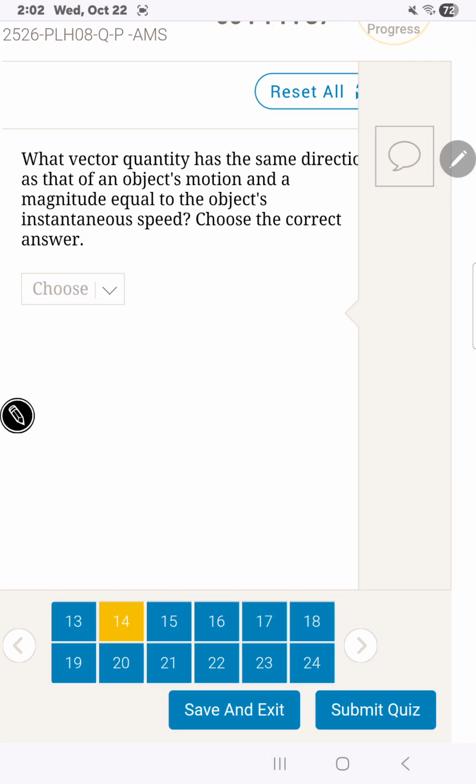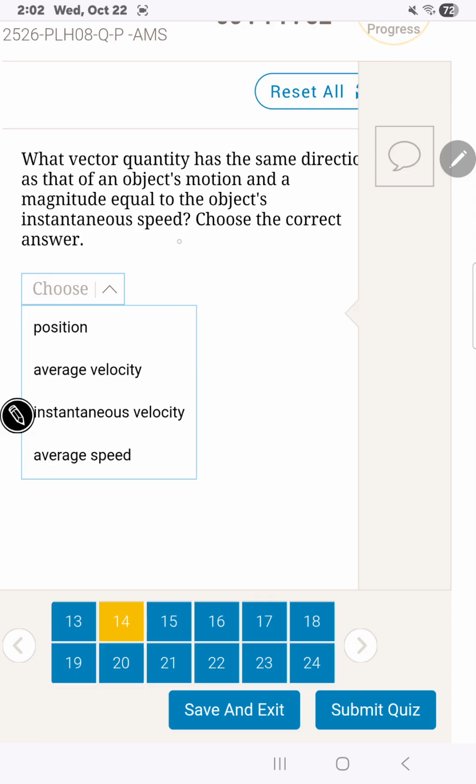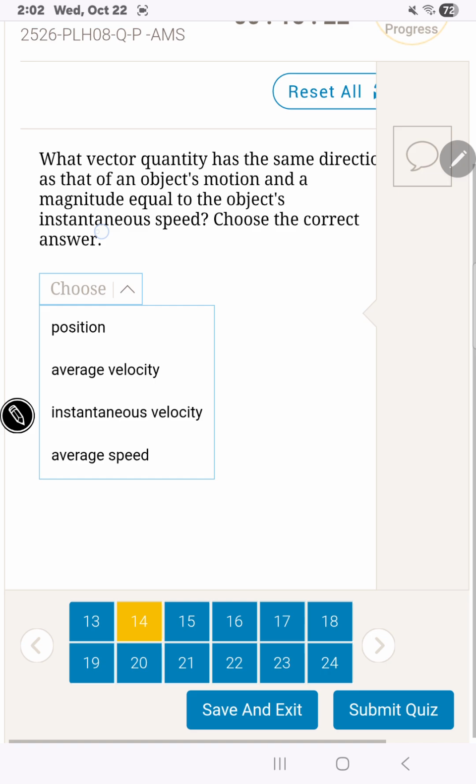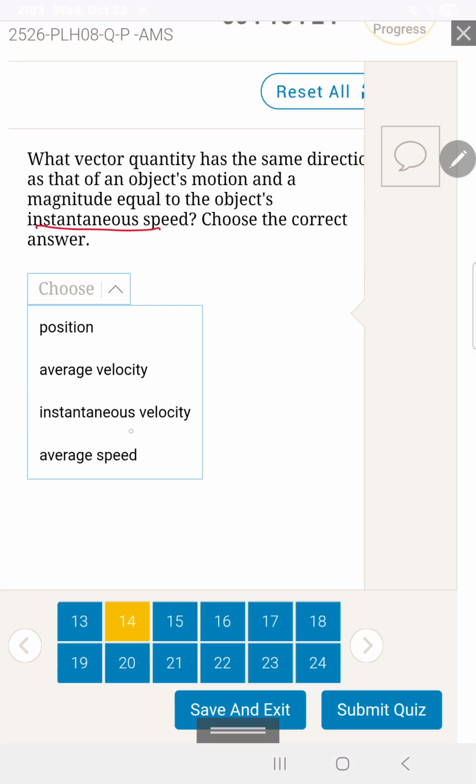Question number 14. What vector quantity has the same direction as that of an object's motion and magnitude equal to the object's instantaneous speed? Choose the correct option. Here we have a vector quantity, same direction as the object's motion, and same magnitude as the speed. We are talking about velocity. But do we choose instantaneous velocity or average velocity? We choose instantaneous because here we have instantaneous speed. So the answer is instantaneous velocity. It gives magnitude and direction. So this option.